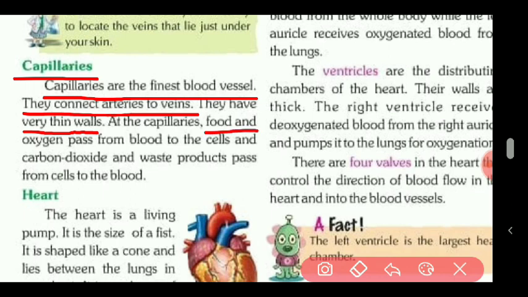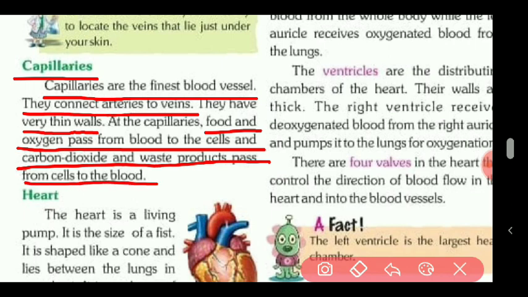At the capillaries, food and oxygen pass from blood to the cells, and carbon dioxide and waste products pass from cells to the blood. So another main function of capillaries is to transport oxygen and food from blood to the cells, and also to take away carbon dioxide and waste products from cells to the blood.